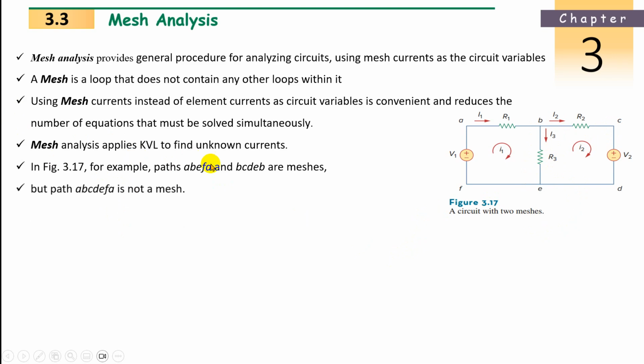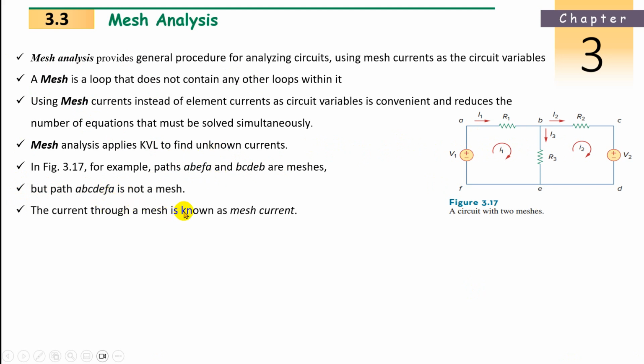So the paths are A, B, E, F, A and B, C, D, E, B. These 2 are the mesh paths already mentioned here. But the path A, B, C, D, E, F, A is not a mesh. Mesh means a closed loop.